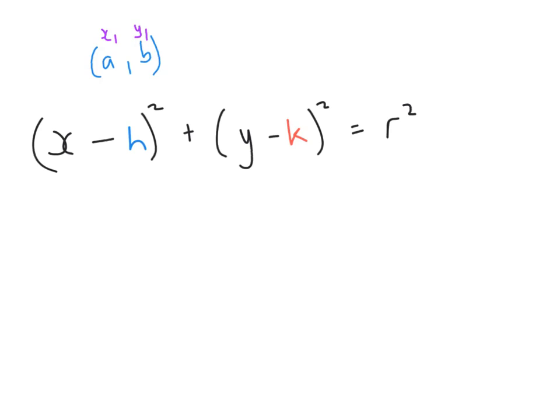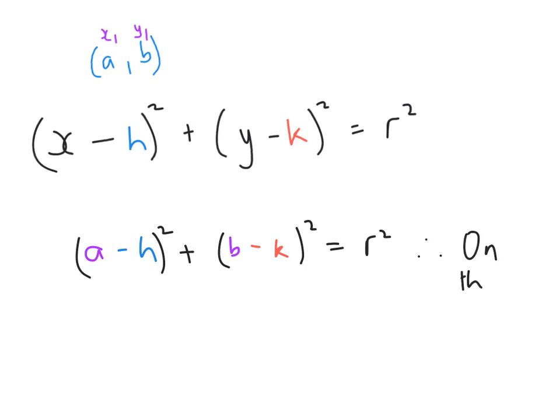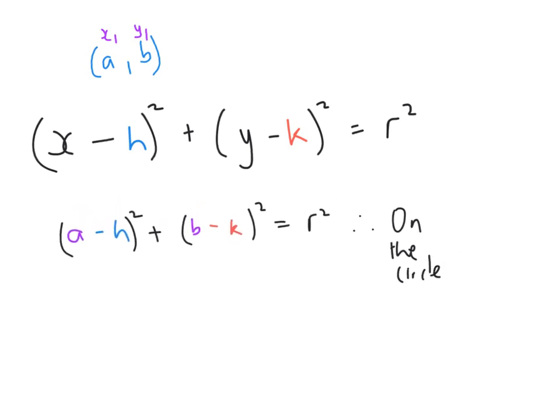is outside the circle. So here we will have a minus h all to be squared plus b minus k all to be squared. So if that is equal to r squared then it means on the circle. And it means that A and B is on the circle. Hope that goes without saying.